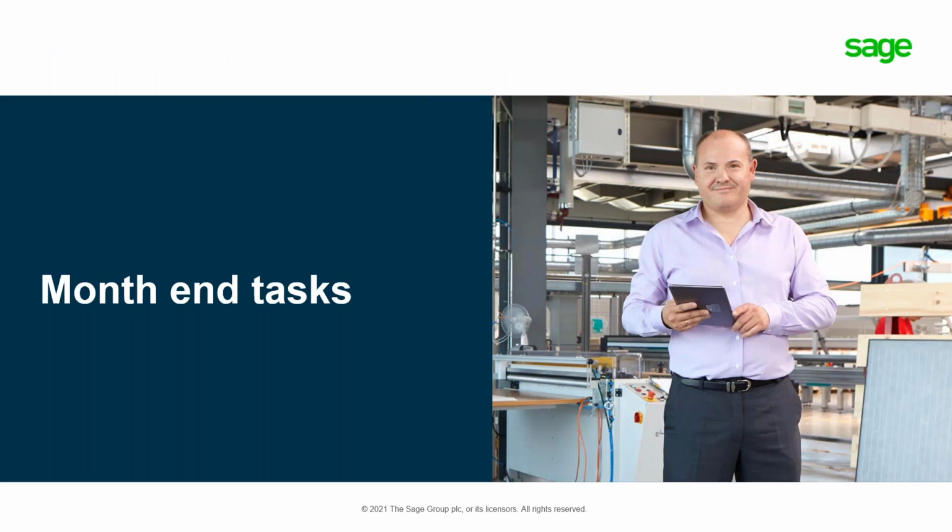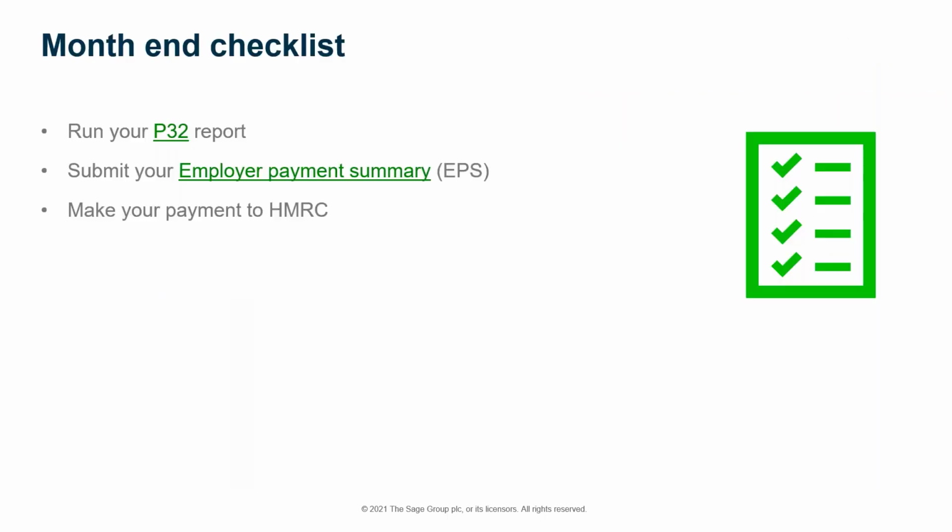Okay, so the final section of the webinar is around your month-end tasks. We've got another checklist, a shorter one this time. Really only 2 tasks you need to complete in the software. So number 1 is to run your P32 report. I'm going to show you what that is in a moment. And the second task, if required, is to submit an EPS containing details of any adjustments to your liability.